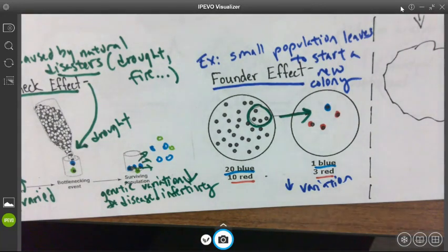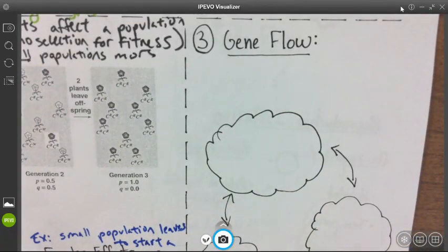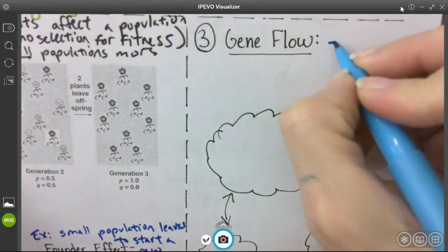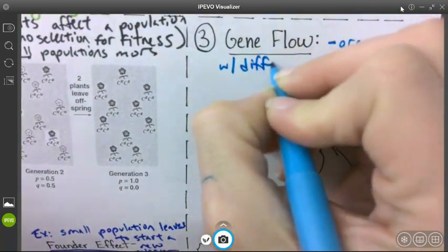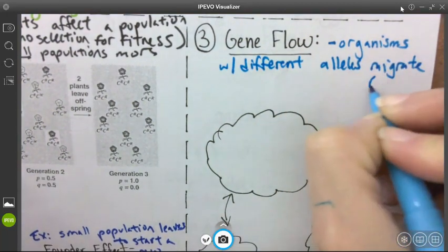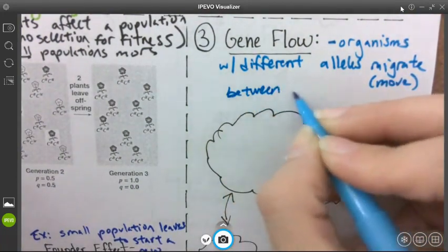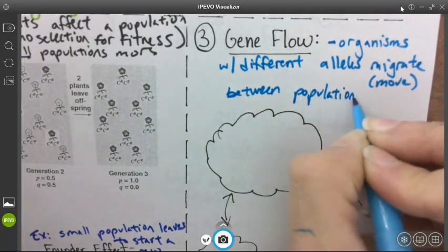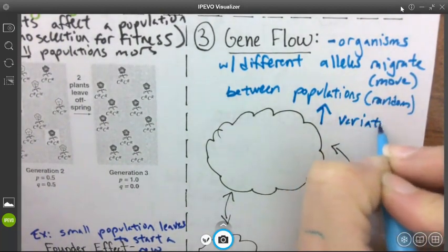The last mechanism for evolution that we're going to discuss is this idea of gene flow. Okay, gene flow is when organisms with different alleles migrate or move between populations. This is often random, but this actually increases variation.